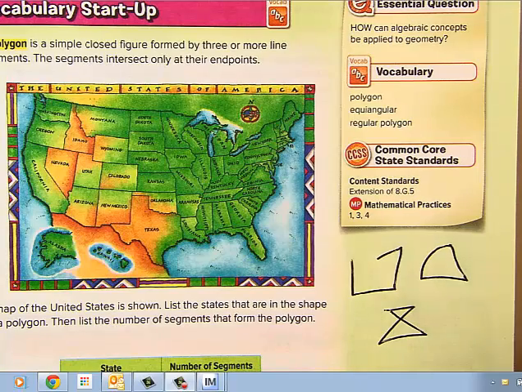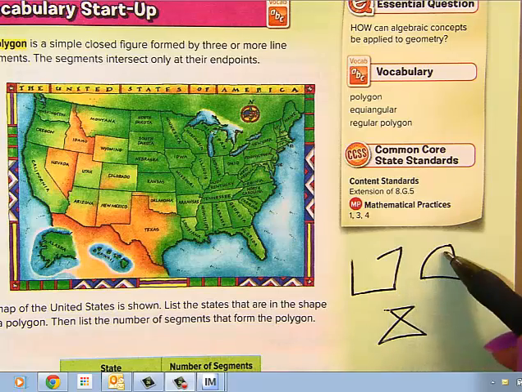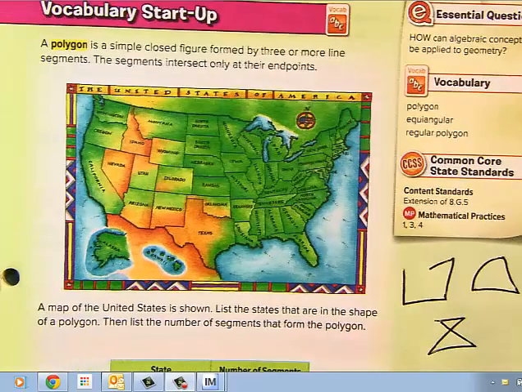So polygons are closed, non-curved figures that don't cross themselves. Okay?